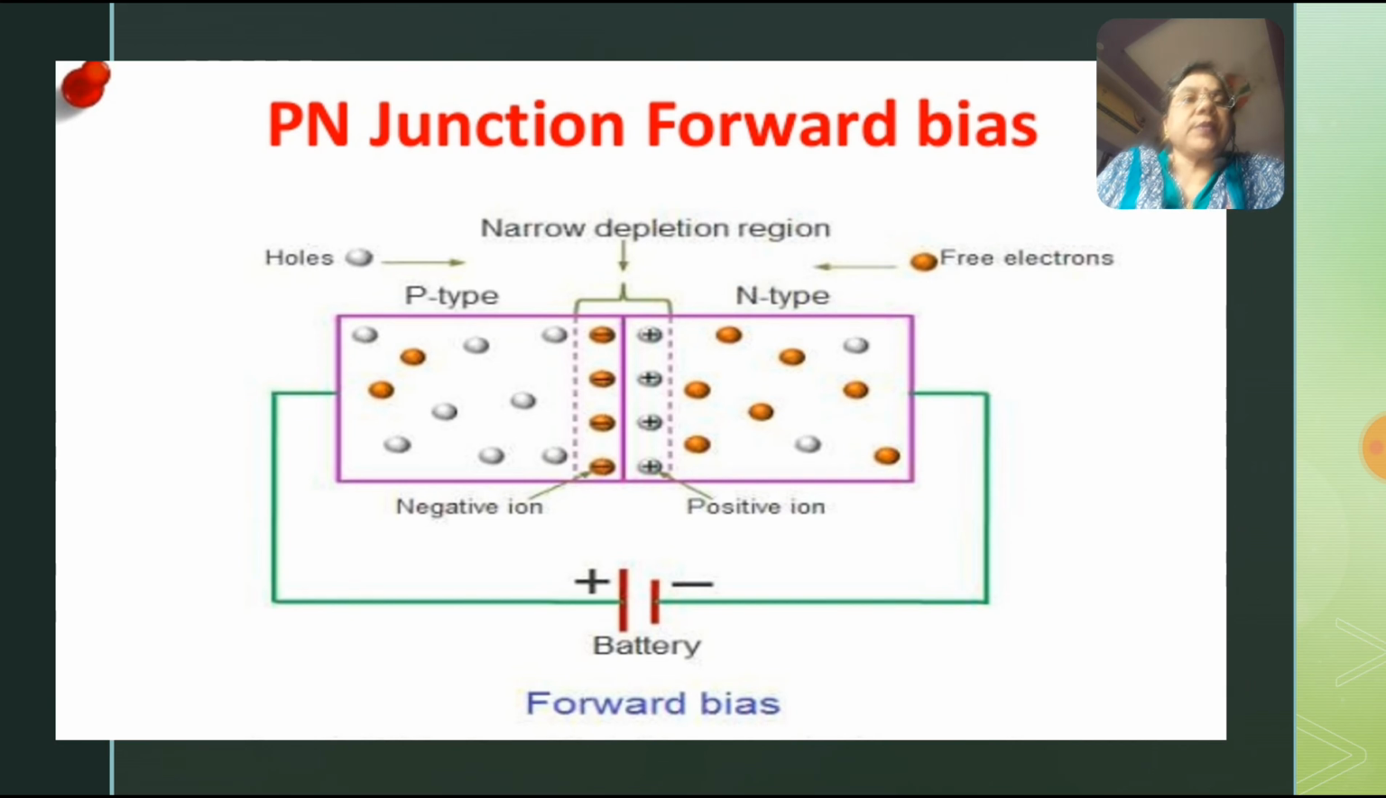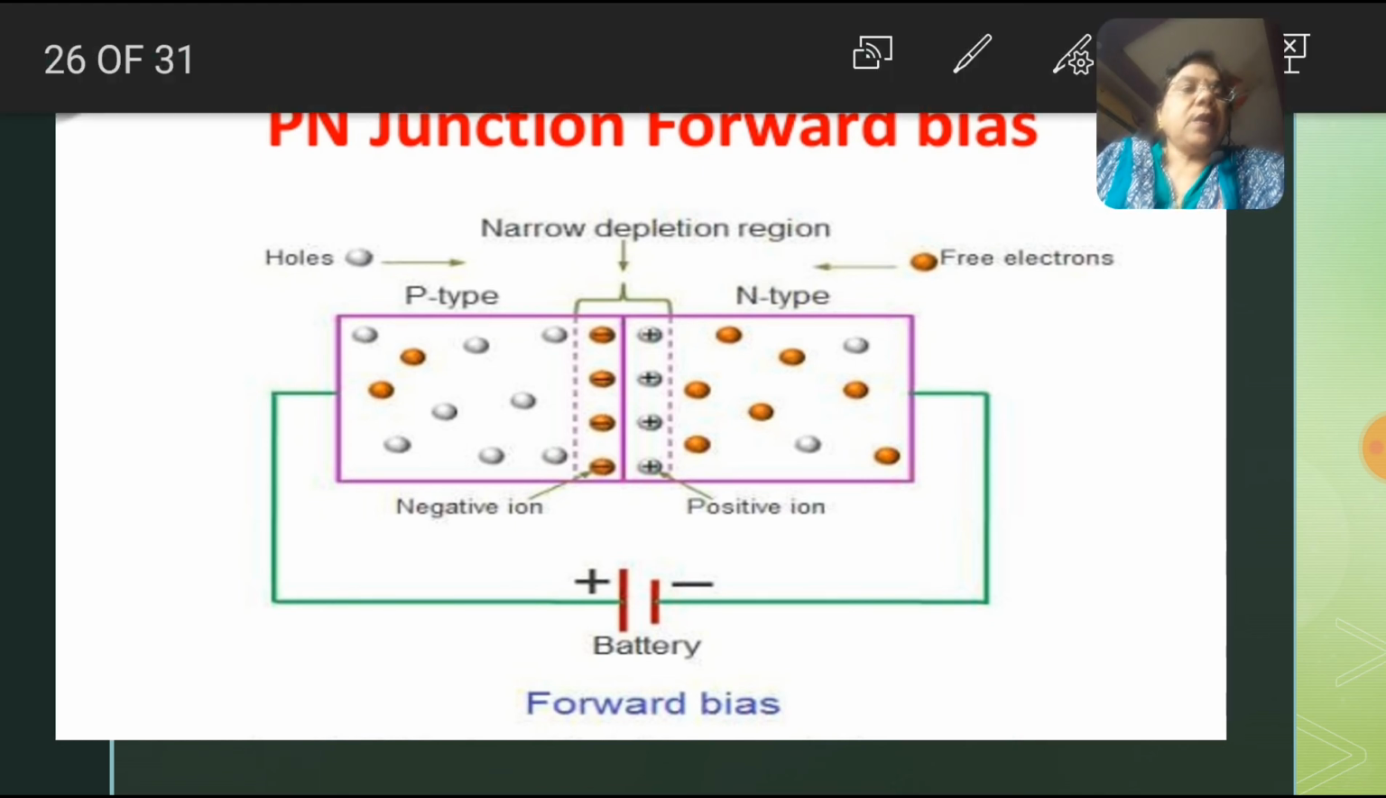Now PN junction forward bias. What is meant by forward biasing? When the PN junction diode is connected with the p-type terminal to the positive of the battery. On the screen you see a battery connected across the PN junction, with the positive terminal of the battery connected to p-type and the negative terminal connected to n-type. So this type of connection is known as forward biasing of a diode. You see holes are moving towards n-type and free electrons are attracted towards p-type. So negative ions combine and positive ions combine and a narrow depletion region is formed.